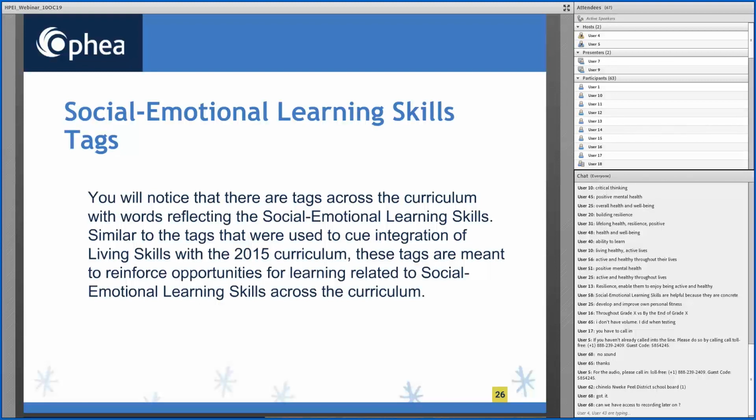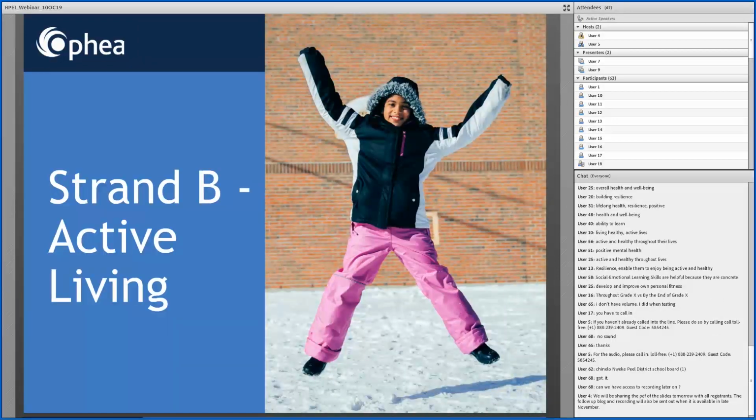It's important to note that those tags are suggestions only. Depending on the context, how the expectation is being taught, and the individual student needs, different social emotional skills might be selected to be integrated at that point in time. The important thing is really to be intentional about how and where we plan to use and teach those social emotional learning skills.